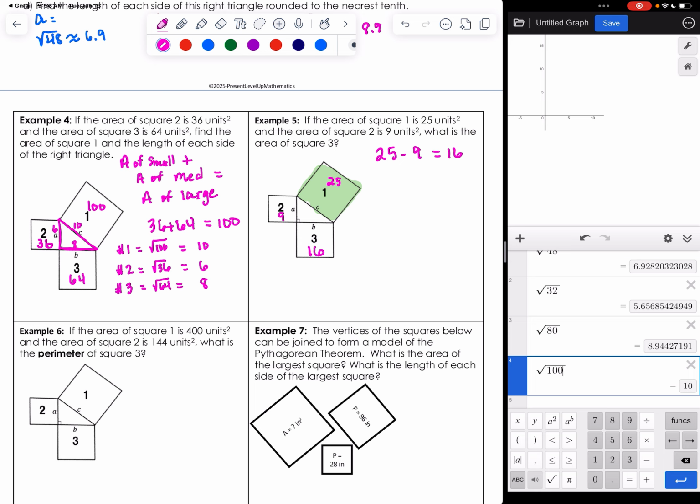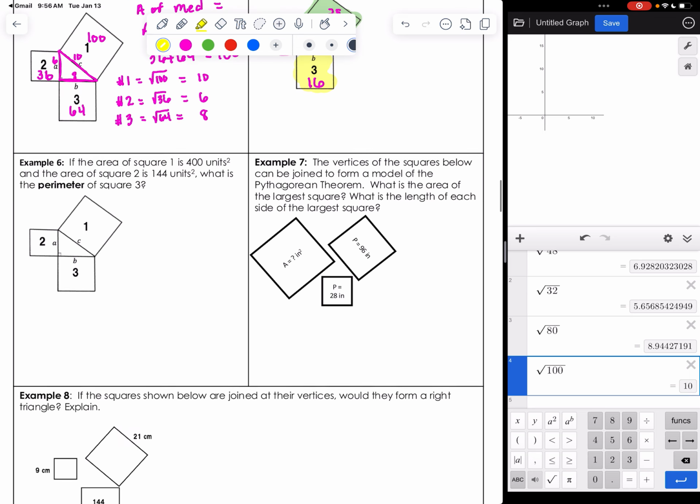Now, if you add the small plus the medium, then you would get the area of the large, because 9 plus 16 is 25. Okay. All right, example 6.